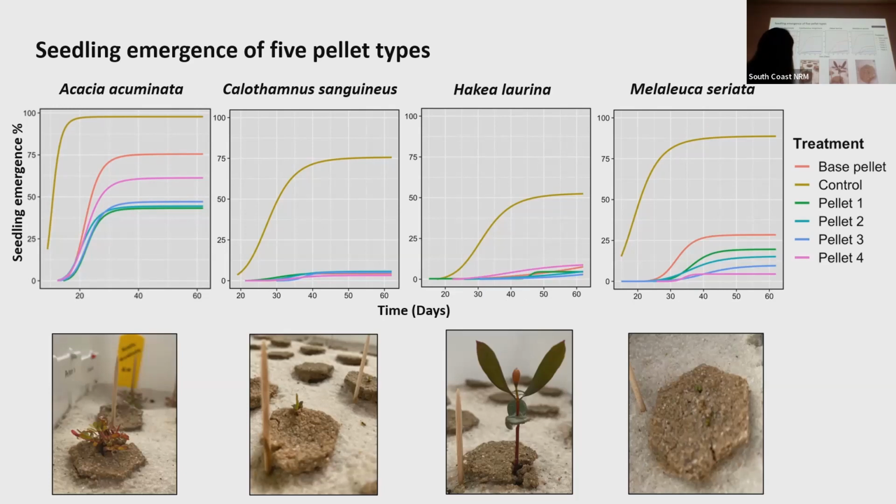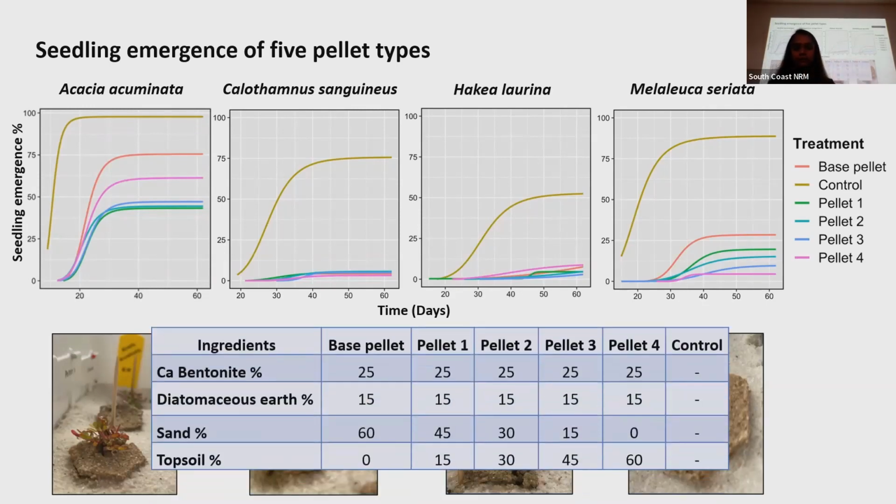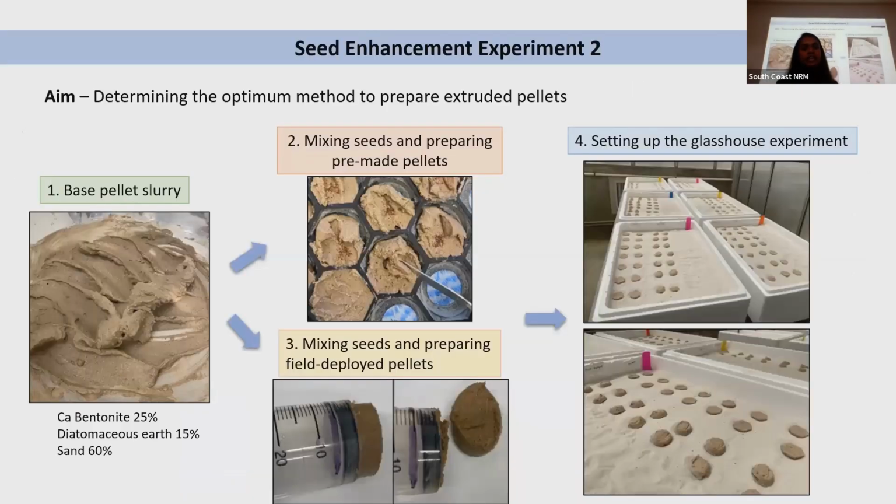However, in Acacia acuminata and Melaleuca seriata, the base pellet, shown in this red color, emerged the highest out of all the other pellets. So we selected the base pellet recipe as the best pellet formulation for the next experiment. So this is that formulation. Then we carried out another experiment to determine the optimum method that we can use to prepare pellets for each selected species.